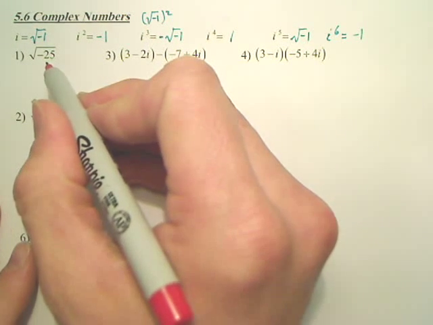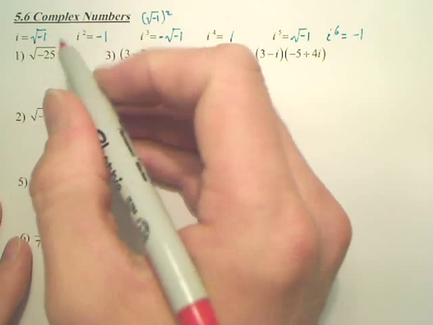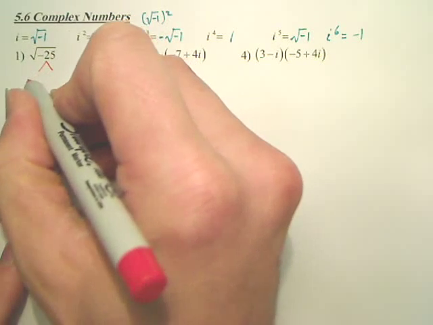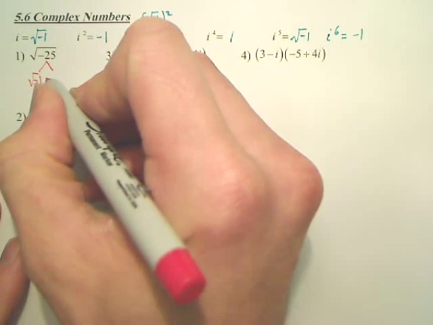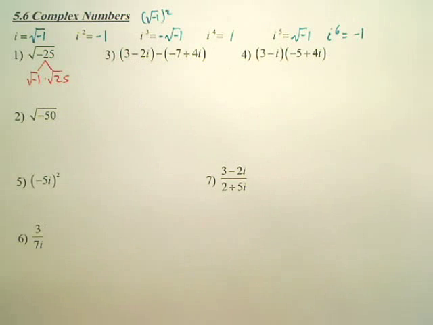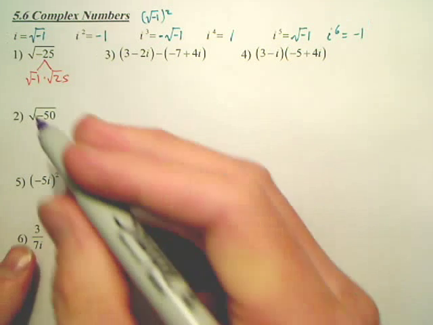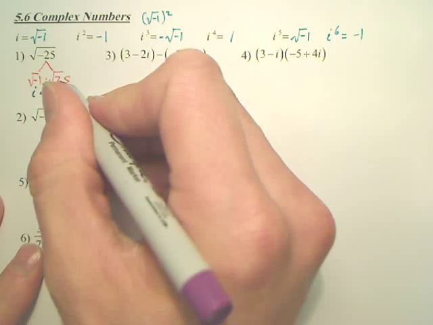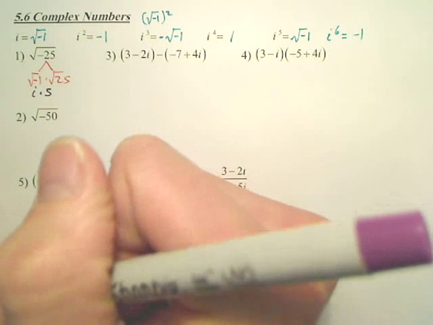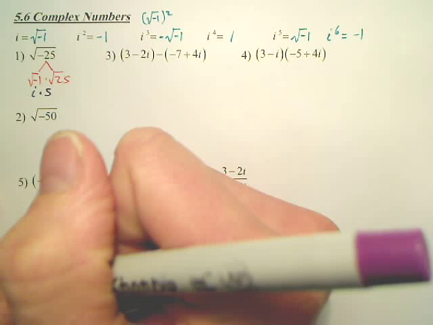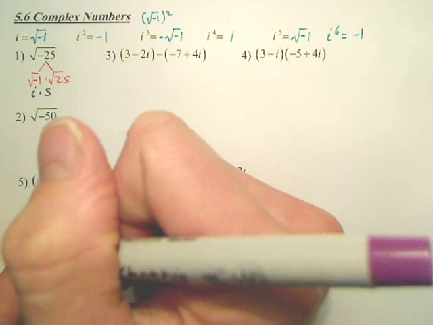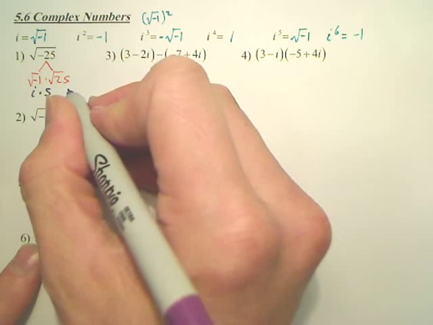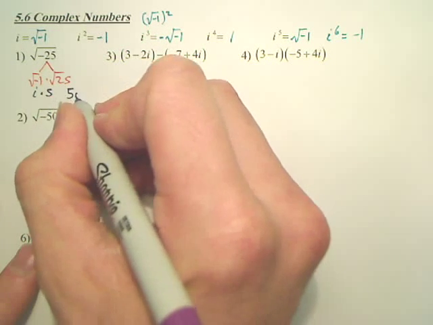Now, we cannot square root -25. But we can break it down into the square root of -1 times the square root of 25. And what's the square root of -1? That's i. What's the square root of 25? 5. Now, I don't like i5, even though it's a highway. I want to put that 5i.